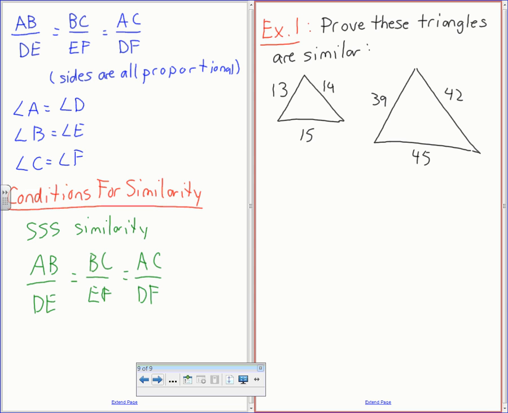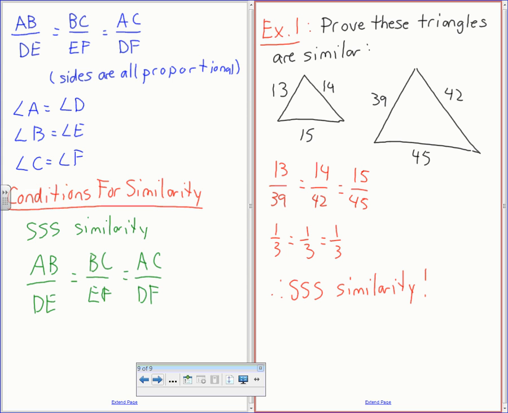Yeah, go ahead. The sides on the bigger one are 3 times the numbers on the smaller one. Very good. So the way I would actually write that, I'd say, well, 13 goes to 39, and then 14 goes to 42, and then 15 goes to 45. So that's all 3 equals 3 equals 3. Simple as that. Therefore, SSS similarity. Okay, so we got the idea of that. Again, Emily saw correctly. It's just timesing by 3 to get to the right-hand side of the triangle.